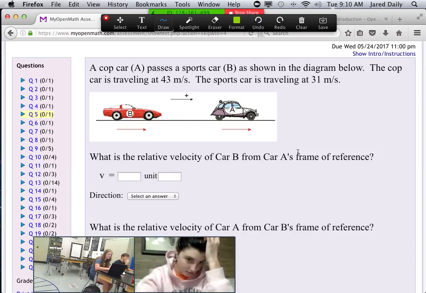So we have a cop car, which is A, and it passes a sports car B, as shown in the diagram below. The cop car is traveling 43 meters per second. Sports car is traveling at 31 meters per second. Now, we talked about this a little bit on our first day of chapter 2.